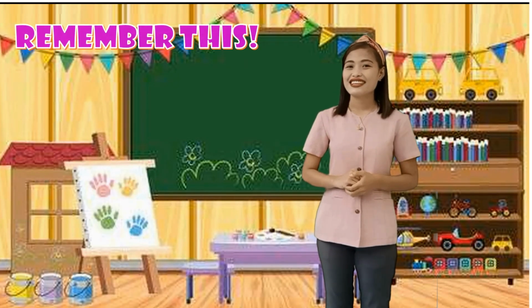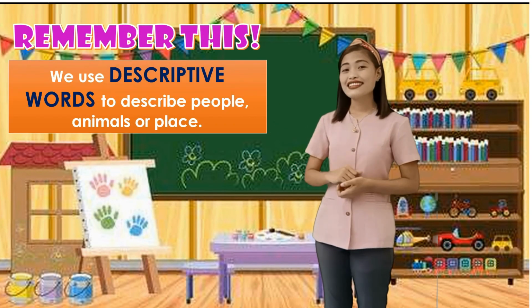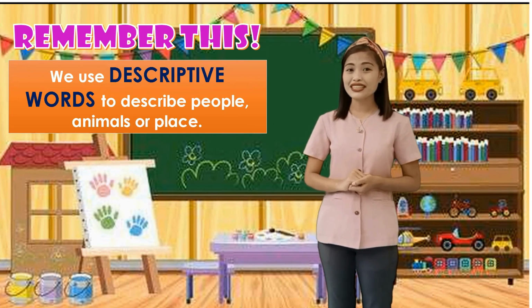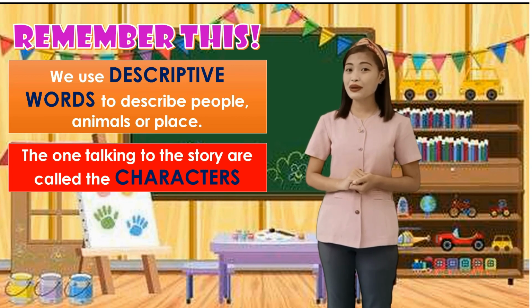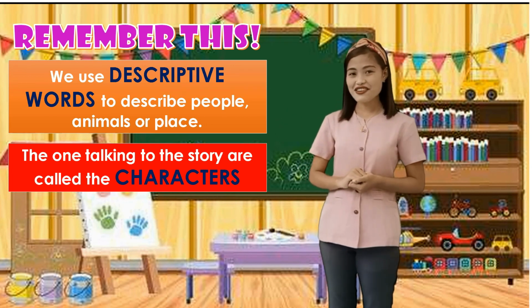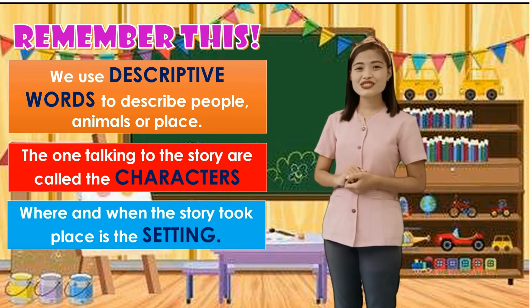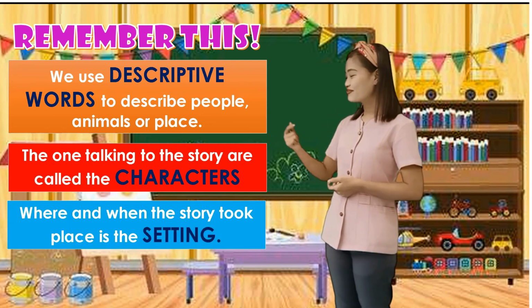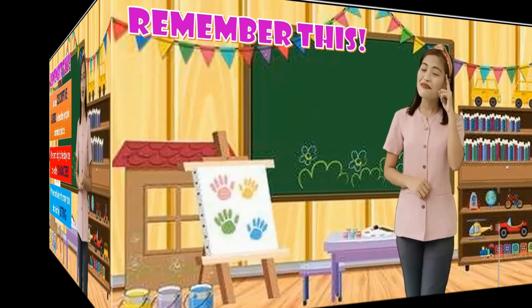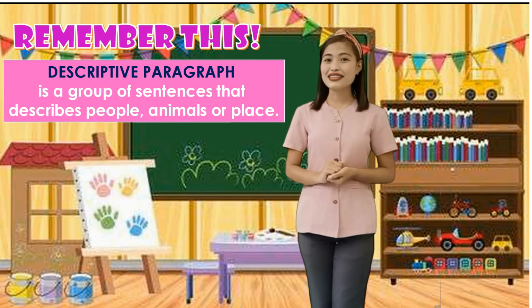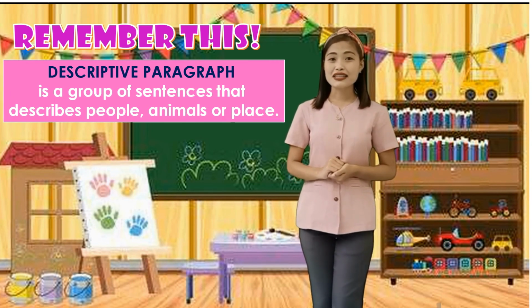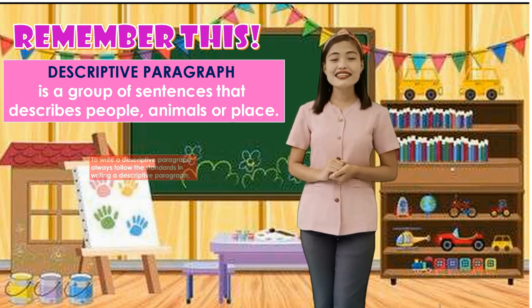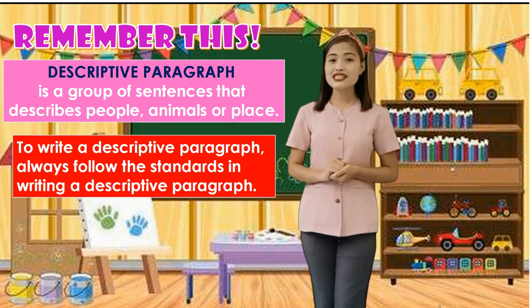Remember this. We use descriptive words to describe people, animals, or place. The ones talking in the story are called the characters. Where and when the story took place is the setting. Keep in mind that a descriptive paragraph is a group of sentences that describes people, animals, or place. To write a descriptive paragraph, follow the standards in writing the descriptive paragraph.